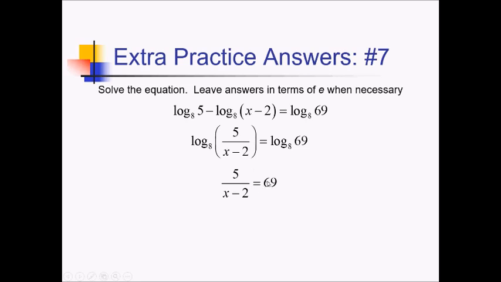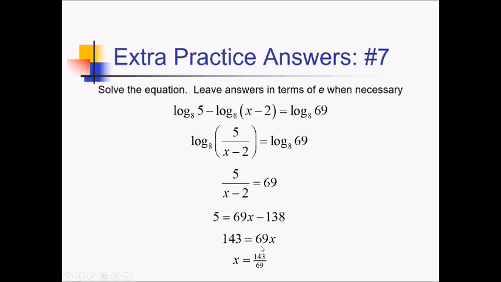So on the right side then I'll have 69x minus 69 times 2, that's going to be 138. And then add the 138 over to the left side, that's 143. Divide that by 69, we have x equals 143 over 69, which cannot be reduced.